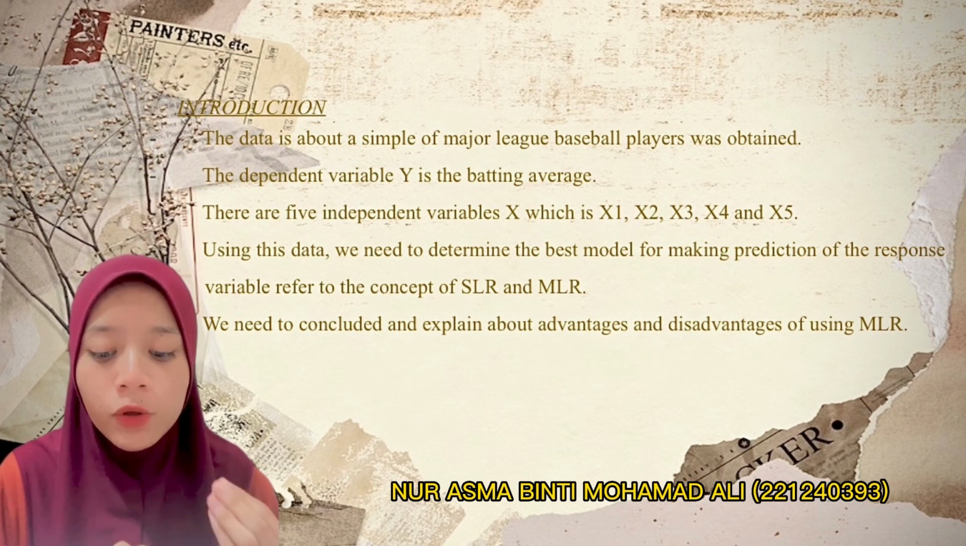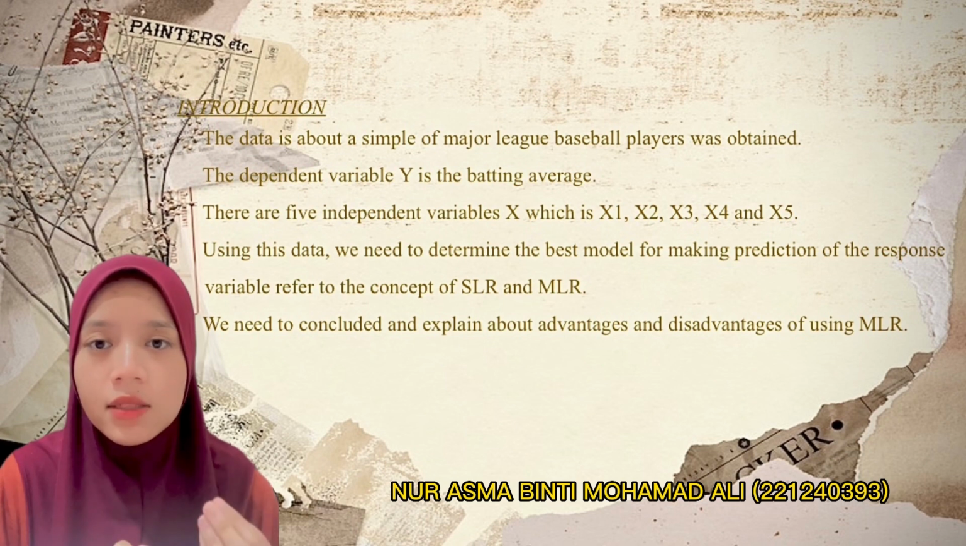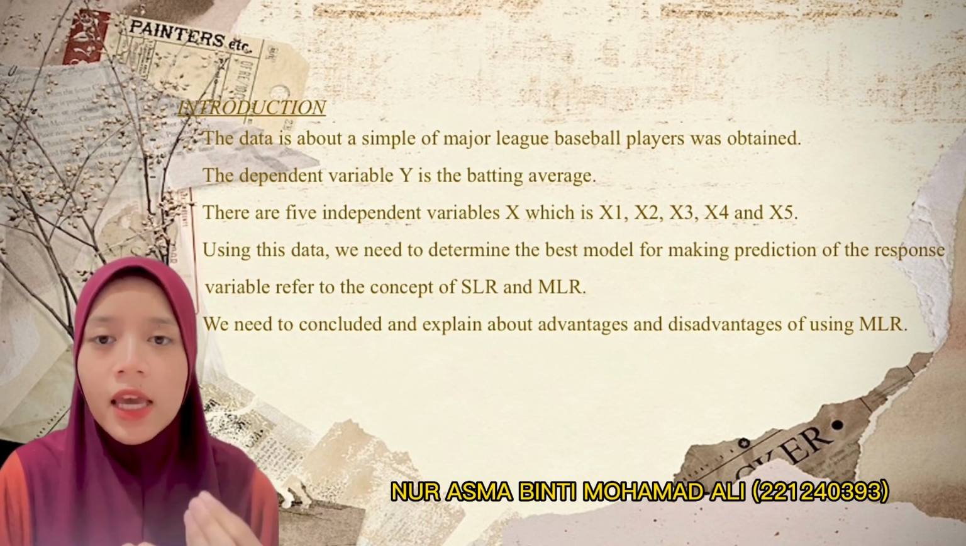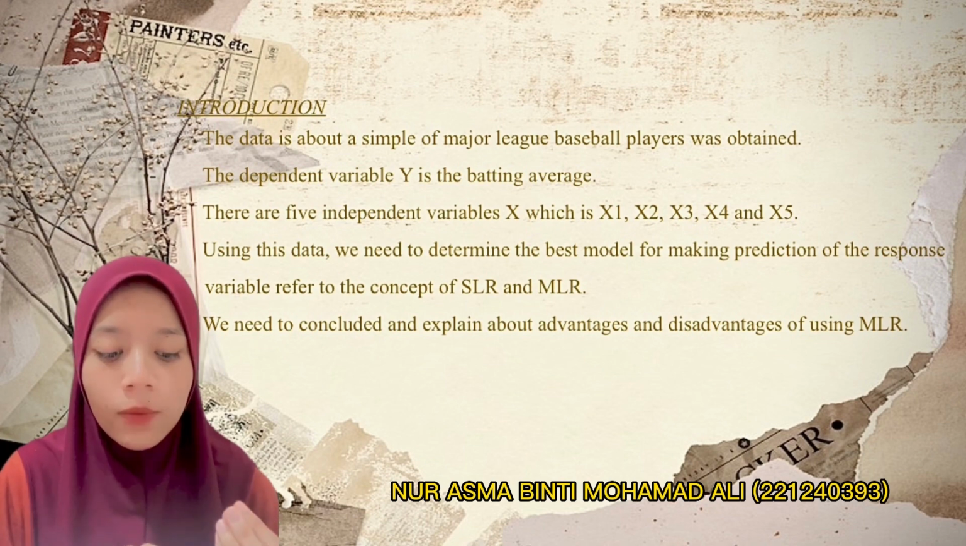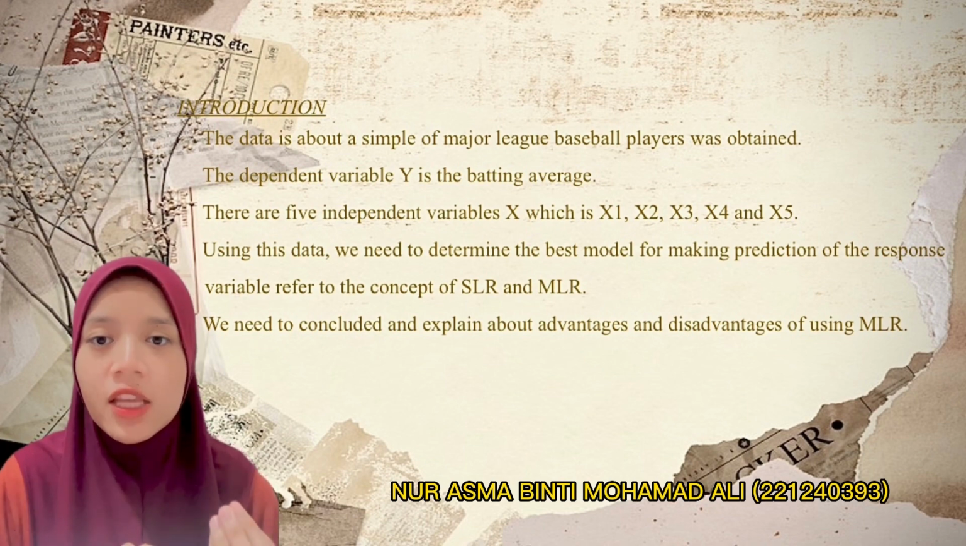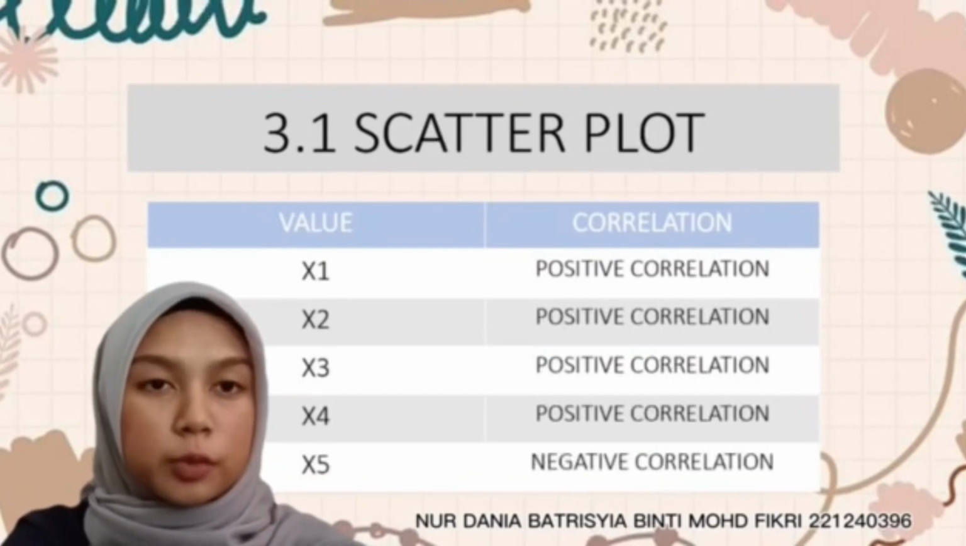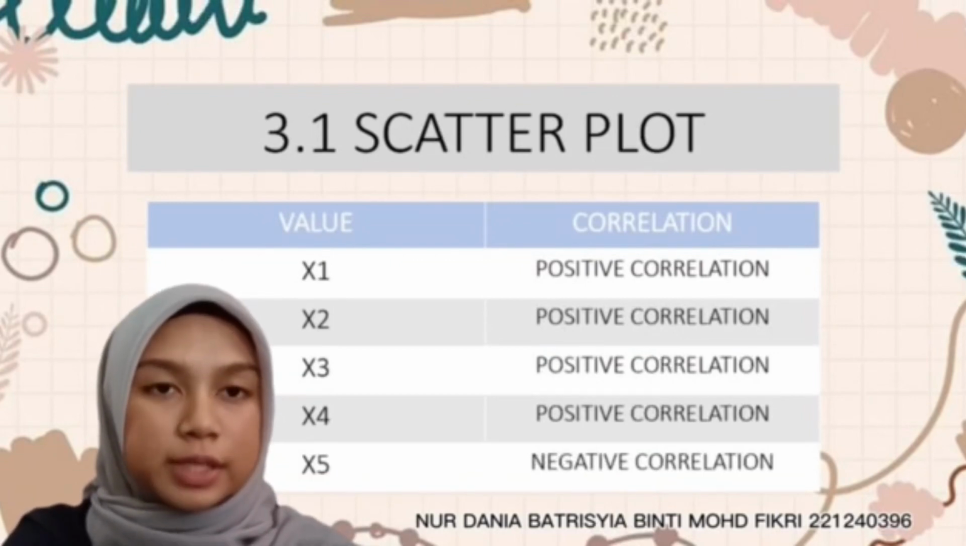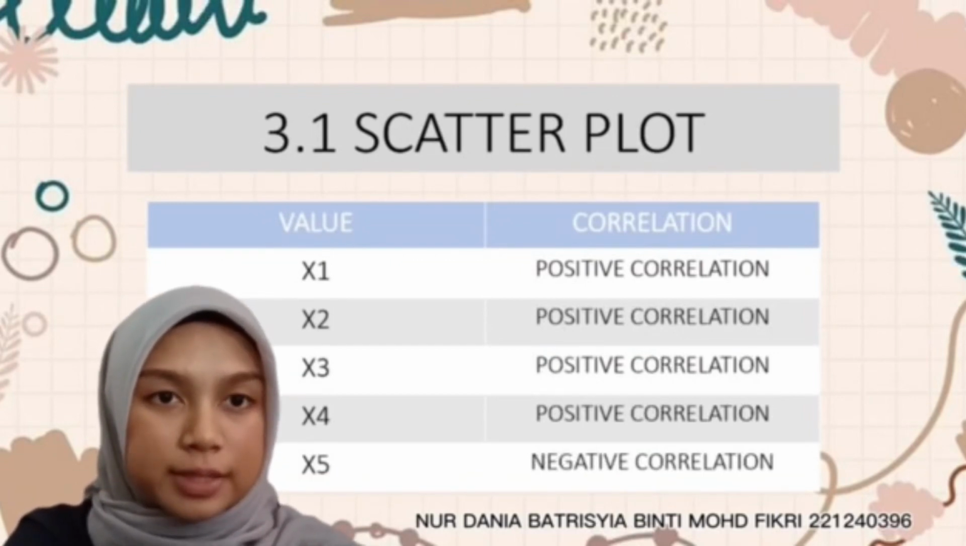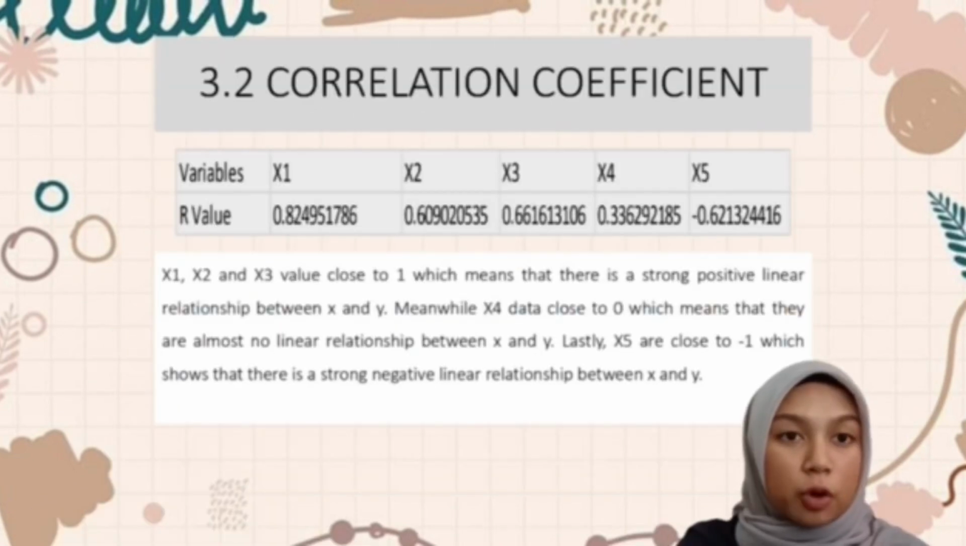Lastly, we need to conclude about the findings of the data and explain the advantages and disadvantages of multiple linear regression analysis. Scatter plot: x1 to x4 data have a positive correlation and only x5 has a negative correlation. Next is the correlation coefficient.